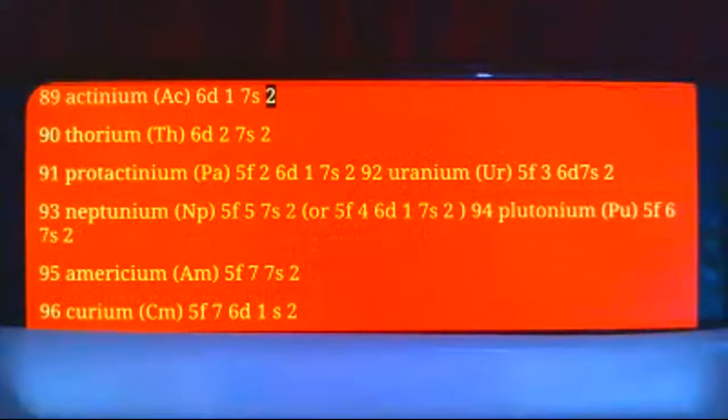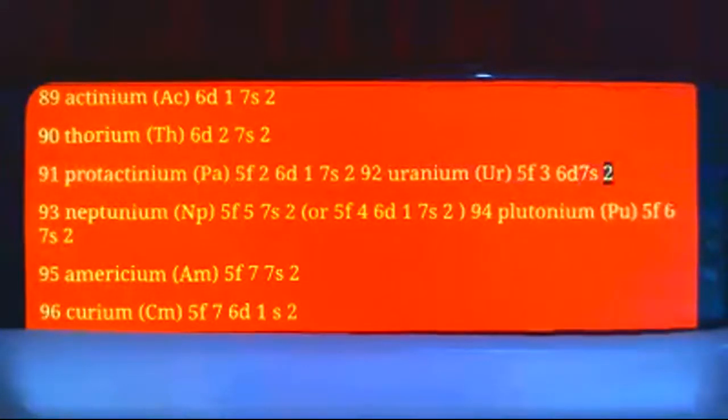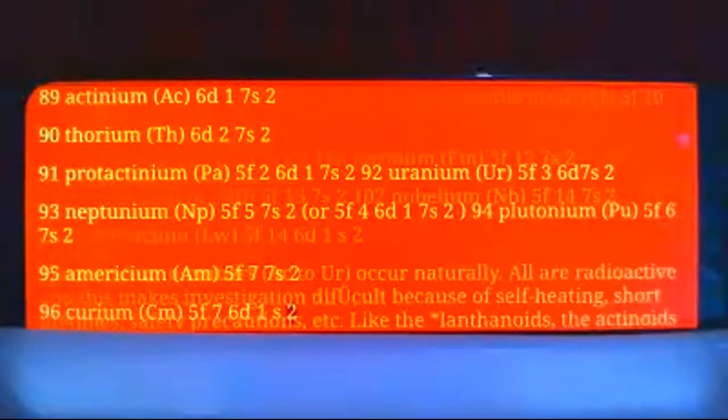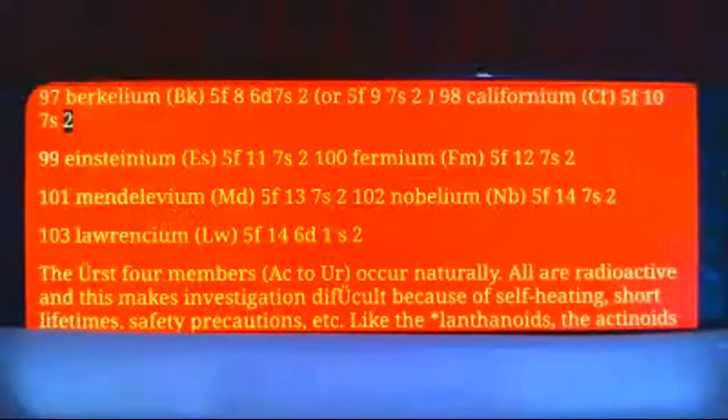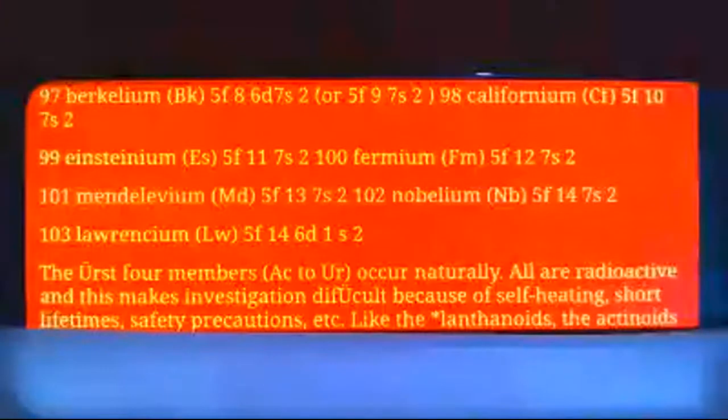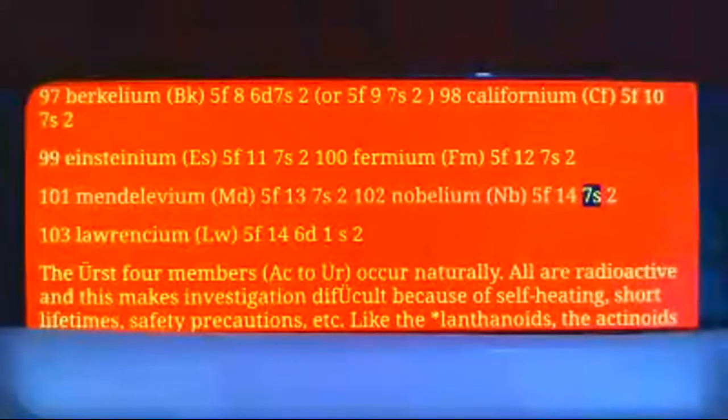89 actinium, Ac, 6d1 7s2. 90 thorium, Th, 6d2 7s2. 91 protactinium, 5f2 6d1 7s2. 92 uranium, 5f3 6d1 7s2. 93 neptunium, Np, 5f5 7s2 or 5f4 6d1 7s2. 94 plutonium, 5f6 7s2. 95 americium, Am, 5f7 7s2. 96 curium, Cm, 5f7 6d1 7s2. 97 berkelium, Bk, 5f8 6d1 7s2 or 5f9 7s2. 98 californium, Cf, 5f10 7s2. 99 einsteinium, Es, 5f11 7s2. 100 fermium, Fm, 5f12 7s2. 101 mendelevium, Md, 5f13 7s2. 102 nobelium, No, 5f14 7s2. 103 lawrencium, Lr, 5f14 6d1 7s2. The first four members, Ac to U, occur naturally.